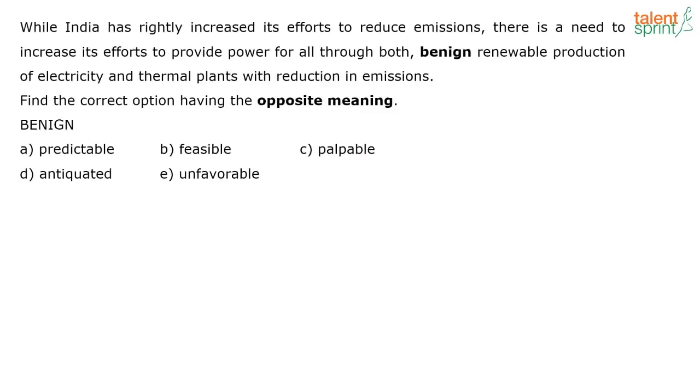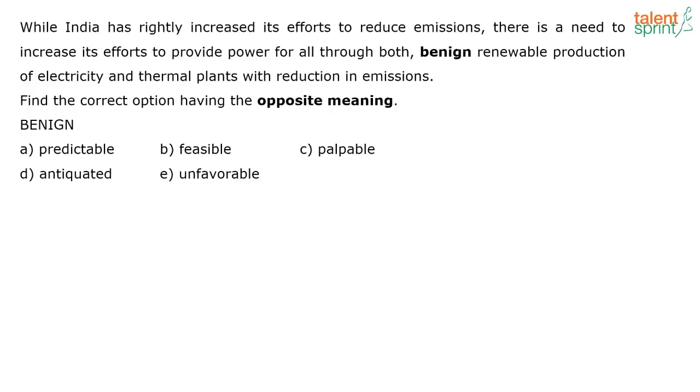Yeah. We'll do one more antonym. I want you to quickly identify either the clue phrase or the clue word. Okay, let's read. While India has rightly increased its efforts to reduce emissions, there is a need to increase its efforts to provide power for all through both, which is benign renewable production of electricity and thermal plants with reduction in emissions. The highlighted word that we have is benign.